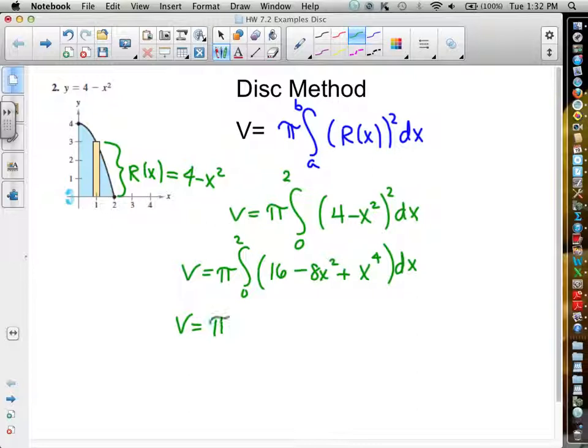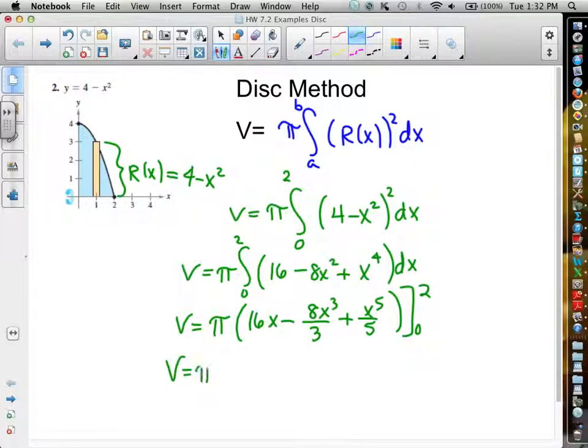We get 16x minus 8x cubed over 3 plus x to the 5th over 5, awesome. And we're integrating from 0 to 2. You can use your calculator, plugging in your upper bound and your lower bound. You're going to have to help me, I don't know what these numbers are. So if I plug in 2, I have 32. 2 cubed is 8, times 8 is 64 thirds. And 2 to the 5th over 5 is 32 fifths. Leave the pi out in front.